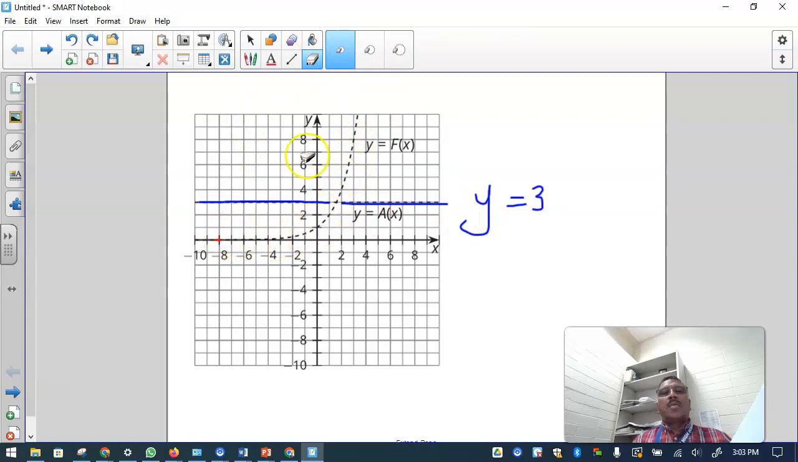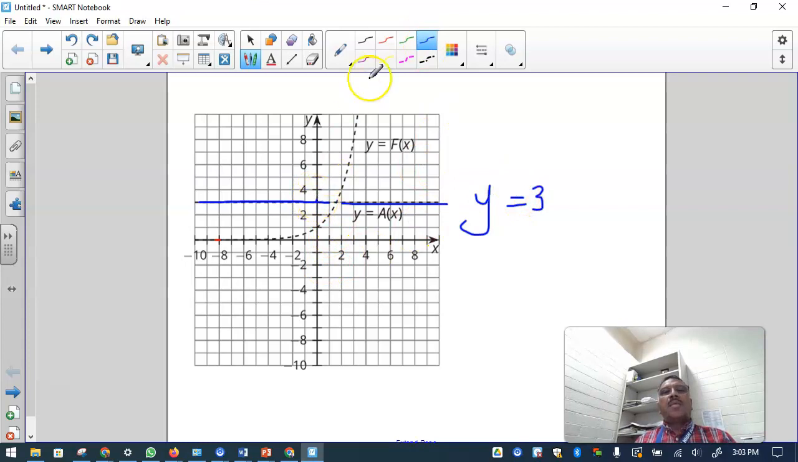So to f of x, we are adding 3 each time. If this is the point right here, the y-intercept is 1, and we add 3. 1 plus 3 is 4. So when you add, you get that point. At 1.5, f is 3, and you can add 3 plus 3.